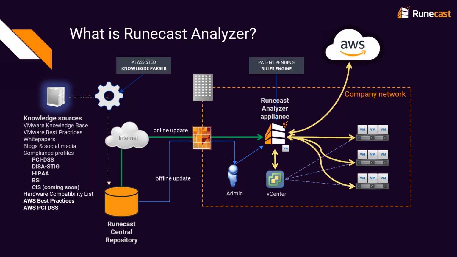So that's pretty useful. And in Runecast Analyzer version 4, we added also integration with AWS with initial AWS best practices and also PCI DSS checks. And we'll keep adding more and more content that will be used for scanning at the AWS accounts.